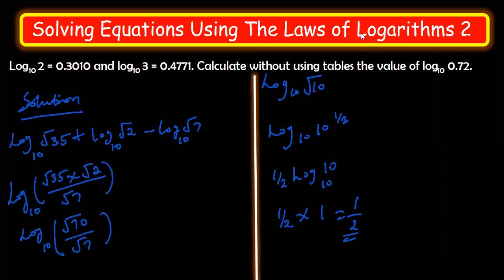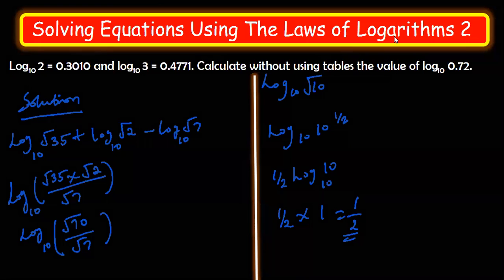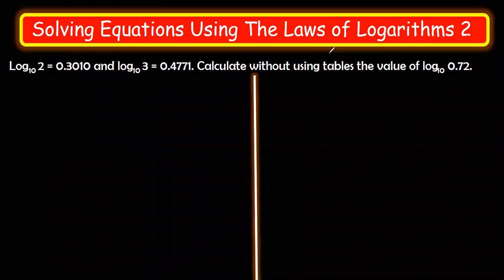So log 2 is equal to 0.3010 and log 3 is equal to 0.4771. Calculate without using tables the value of log 0.72. All these logs are in base 10. Okay, let me clear the screen so that we can have space to put in the working.